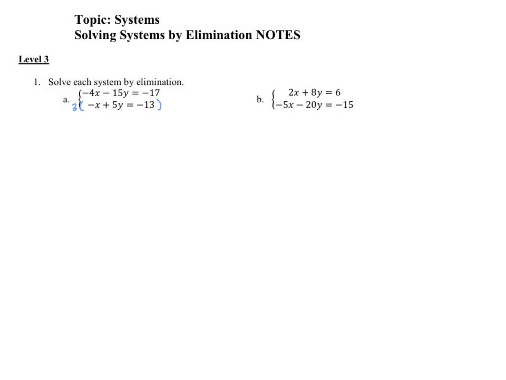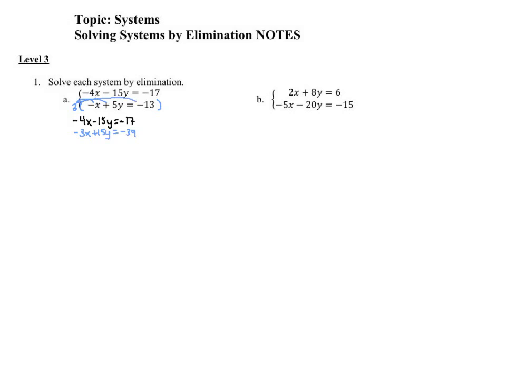Now look what happens. This top equation stays the same. The bottom equation is actually going to multiply by the 3. So 3 times negative x is negative 3x. 3 times a positive 5 is a positive 15. And then 3 times negative 13 is negative 39.